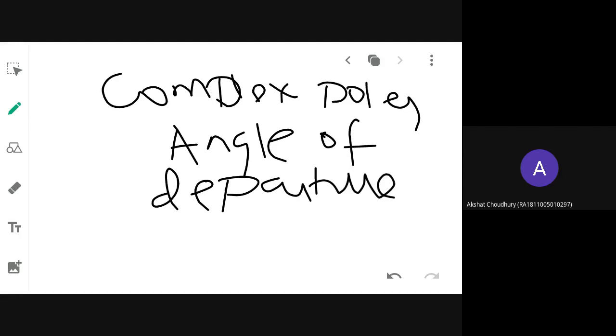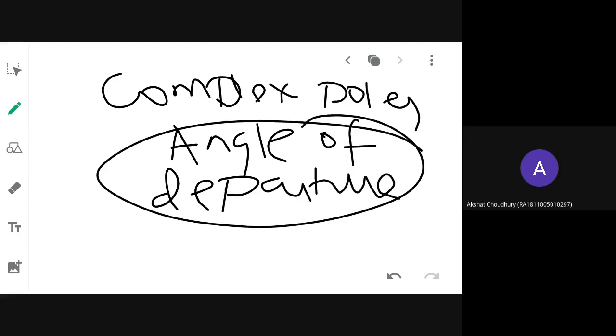Starting point is pole or 0? Poles. So angle of departure or arrival? Departure. So whenever you are having complex poles, this problem is having complex pole or complex 0? Complex poles. So you will have angle of departure or angle of arrival? Angle of departure.